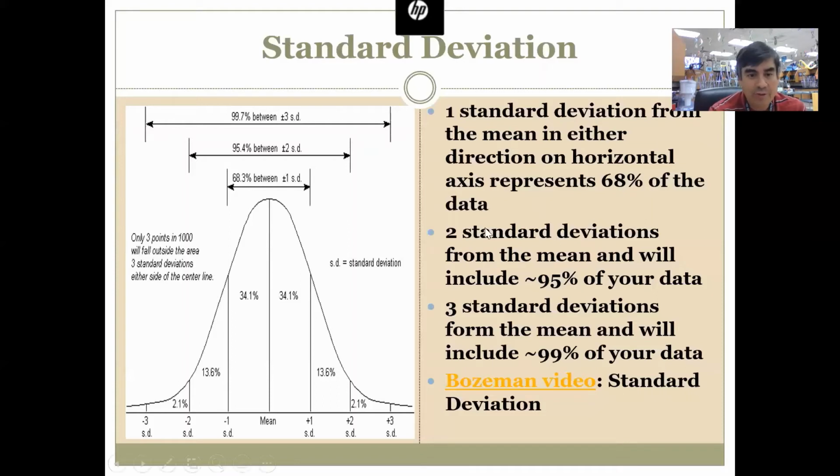So now what I do is if my mean is 75, I add 10, so that's 85. I subtract 10, now that's 75. So my range is 75 to 85. So now I could say 95% of my students got between 75 and an 85 on this exam.